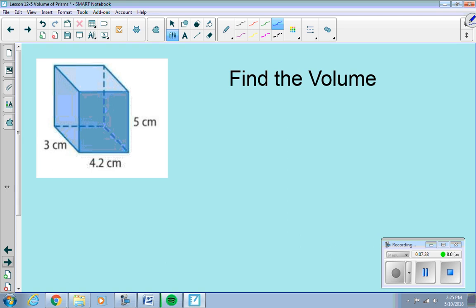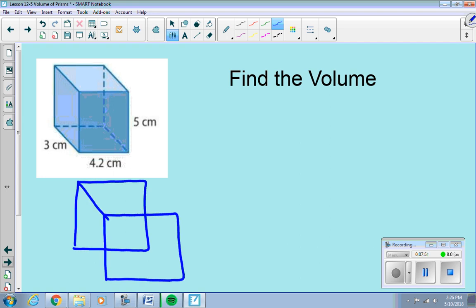Who wants to know how to draw it? Oh, Maddie, you know how? Nice. I know I taught you last year. If you don't know, this would be my back, this would be my front, I would connect my corners, and I have a 3D box.